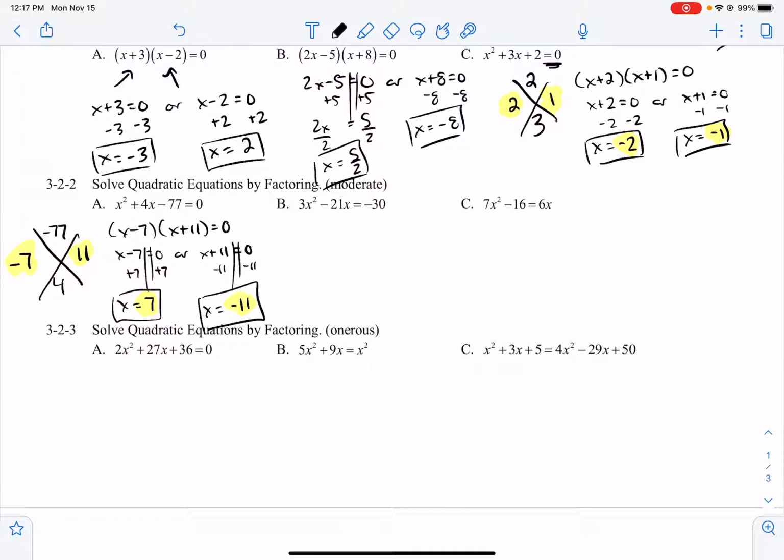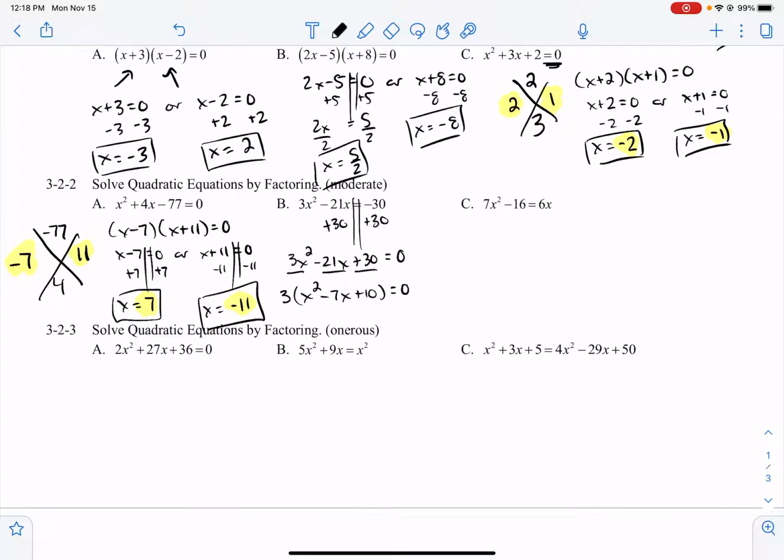All right, 3x squared minus 21x equals negative 30. Well, first of all, it has to equal 0 before I can big X. So let's add 30 to both sides. So 3x squared minus 21x plus 30 equals 0. Now, before I big X, 3 goes into all of these, so I'm going to factor out a 3. So 3 leaves me an x squared. Negative 21 divided by 3 is negative 7x. 30 divided by 3 is 10.